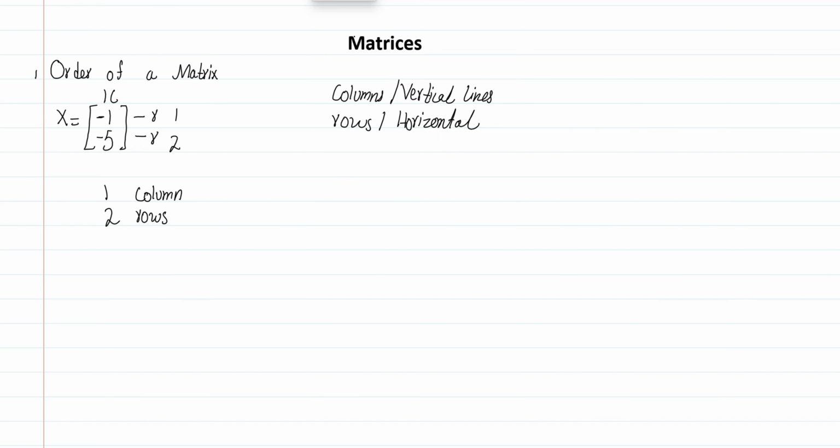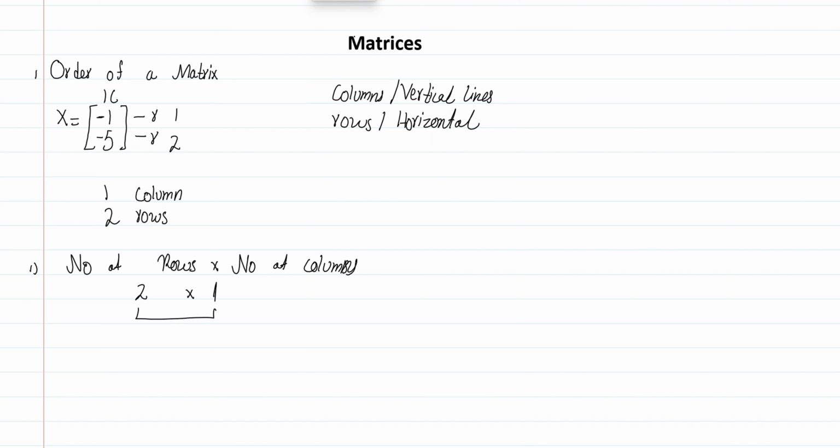Now the question is this, how do you write down the order of a matrix? For this you have to follow some certain rules. Okay, so number one, you have to write down the number of rows first and times with the number of columns. Like here the number of rows is 2 and the number of columns is 1. Okay, this is the order of a matrix.